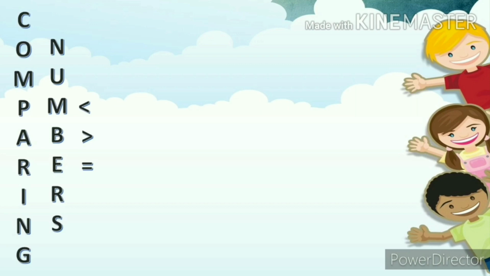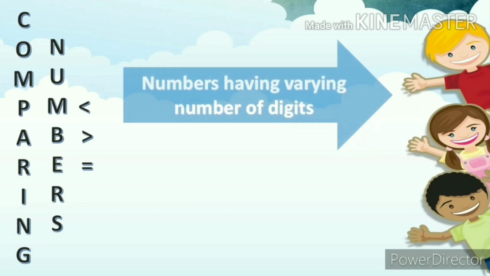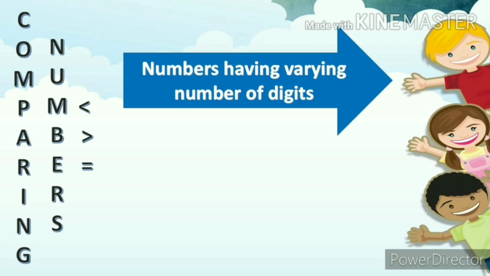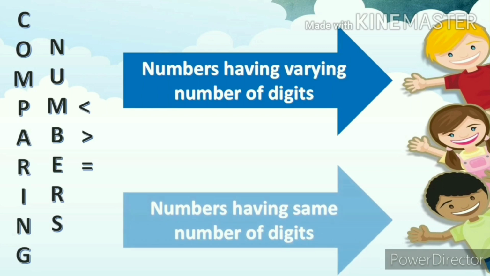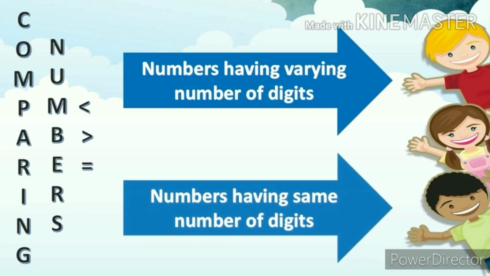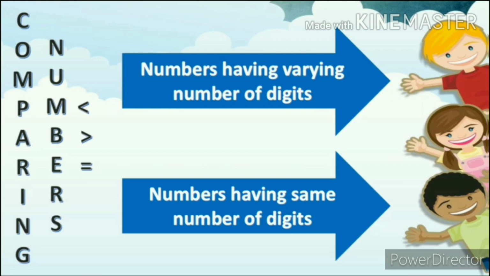Now how do we compare numbers? First of all, we look at two cases where we have to compare numbers. The first case involves different numbers having different set of digits. That is, maybe a 2-digit number, a 3-digit number, a 4-digit number, and you have to compare them all. The second case refers to different numbers having the same number of digits. So let's look at how do we compare all these type of numbers together.